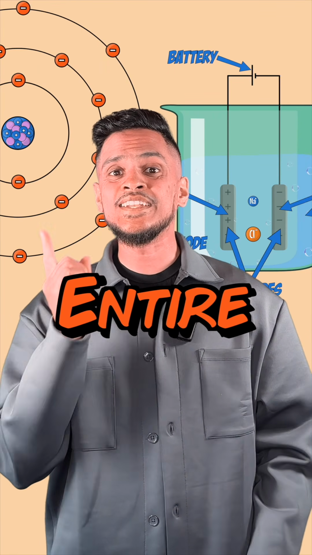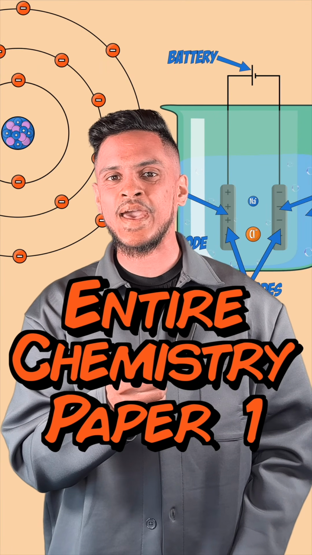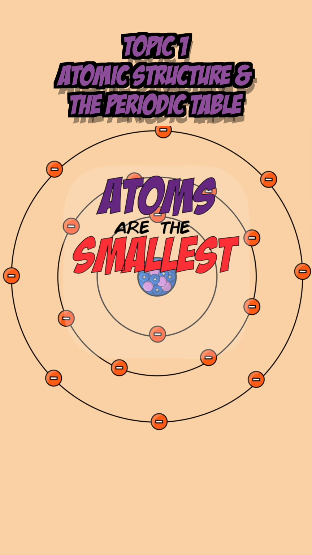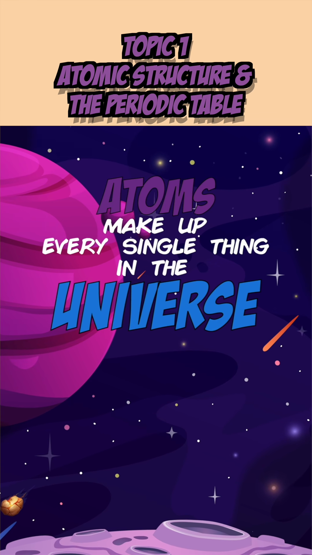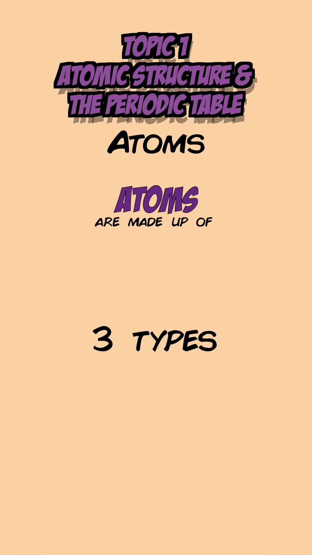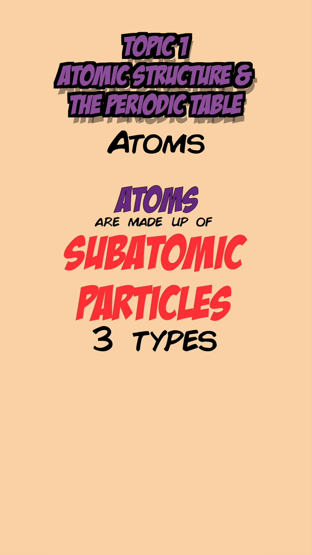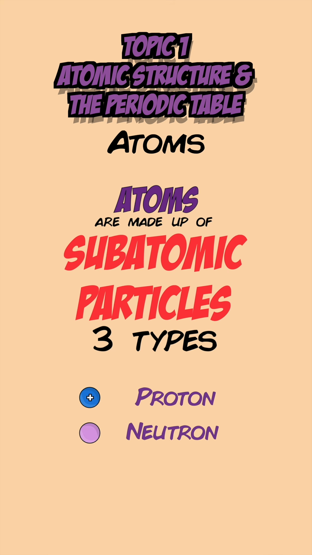Here's a summary of the entire chemistry paper 1 spec. Atoms are the smallest parts of an element that can exist, and they make up every single thing in the universe. They're made up of 3 even smaller particles known as subatomic particles. These are protons, neutrons, and electrons.